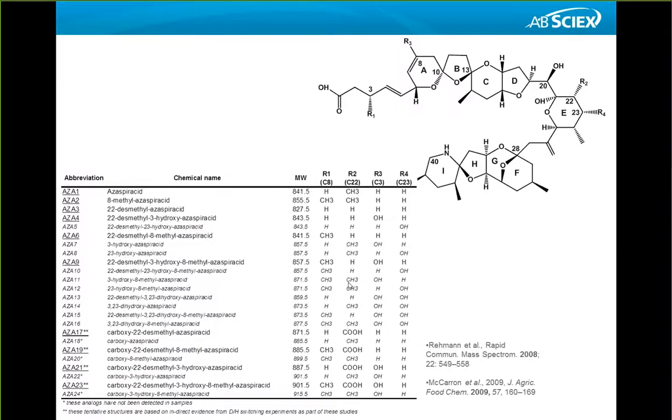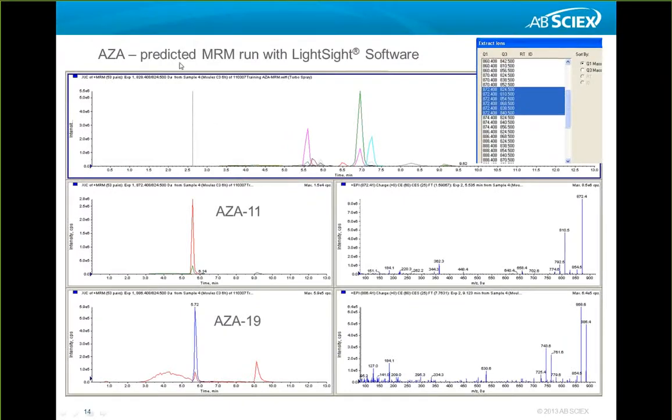So wouldn't it be nice to have software, for example our LightSight software for metabolite identification, and let the software make a kind of predicted MRM run. Based on the parent information, the software will calculate for us a kind of MRM list, Q1 masses and Q3 masses, for example, based on the hydroxylation and methylation that we have seen, and set up a kind of MRM survey scan that triggers a full scan spectra collection.